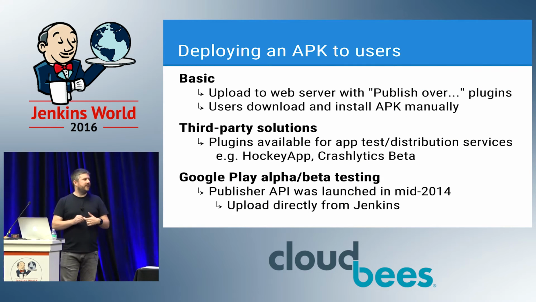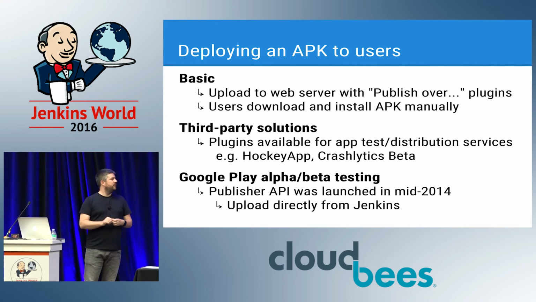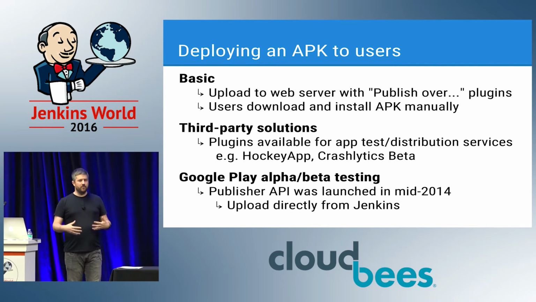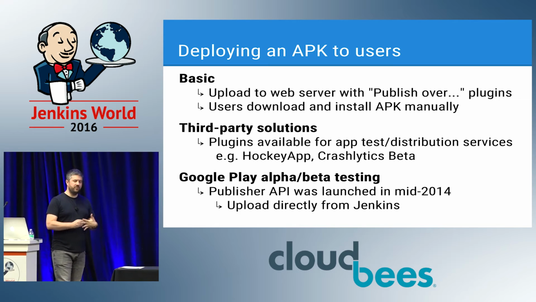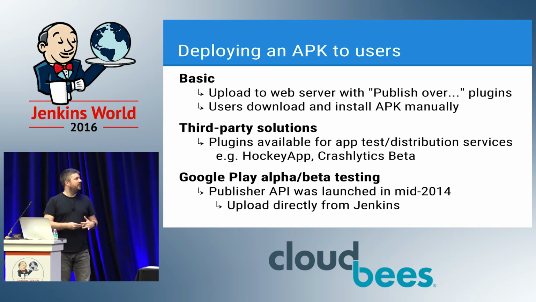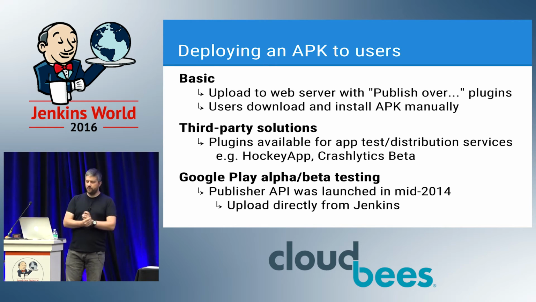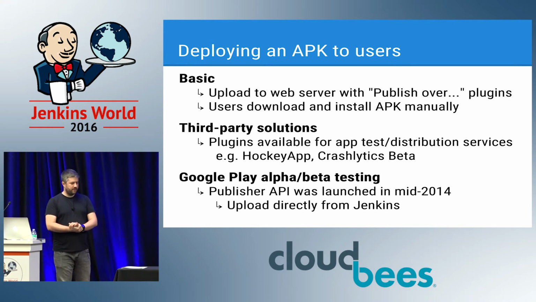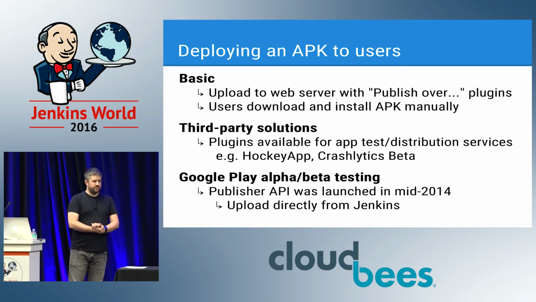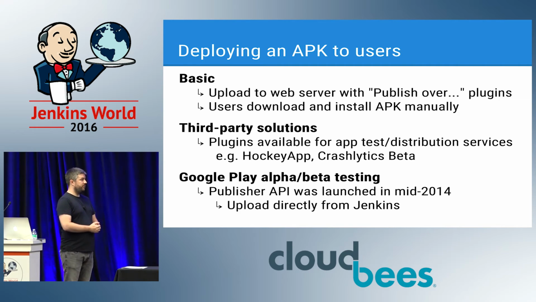There are various ways that we can get an APK from Jenkins to users. There's a really basic one: just upload it to a web server somewhere and get your users to download that. From a user experience point of view, that's pretty awful. Users have to download from a web server, find it on their device, let it install, and you have to go into the settings and say, yes, I want to allow. It's not a good idea. There are third-party solutions. HockeyApp is one that I've got a lot of experience with for uploading builds to customers, or internally for distribution throughout the company.